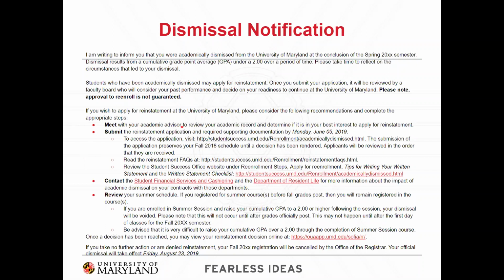Meet with their academic advisor to review their academic record and determine if it is in their best interest to apply for reinstatement. They need to submit their reinstatement application and required supporting documentation. They need to contact the Student Financial Services and Cashiering and the Department of Resident Life for more information about the impact of their dismissal. And then they need to review any course registration that they have.